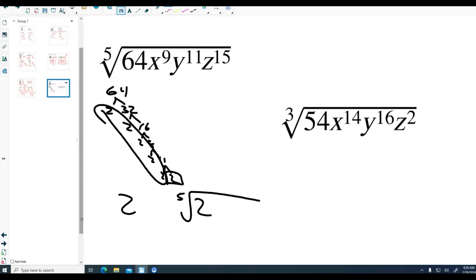It's simply this. It's 9 divided by 5. 1 remainder 4. 11 divided by 5. 2 remainder 1. 15 divided by 5. 3 remainder 0, so the 0 doesn't go in the radical.